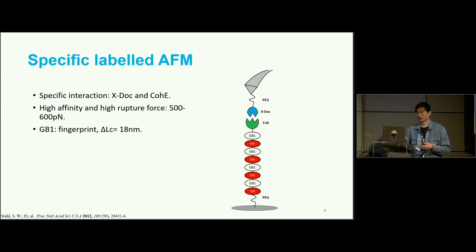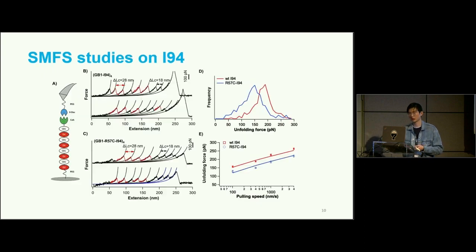It's important to know that the GB1 we used in the study is a fingerprint for our protein. Because it's a well-studied protein, we used it to help us recognize, oh, that's our protein, because it has several peaks with a contour length increment of 18 nanometers. And here's the result. As you can see, we have some typical curves here.